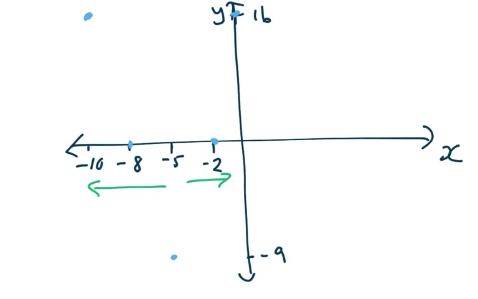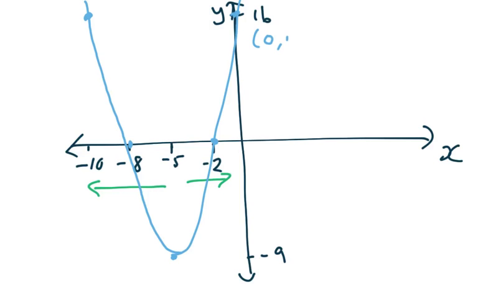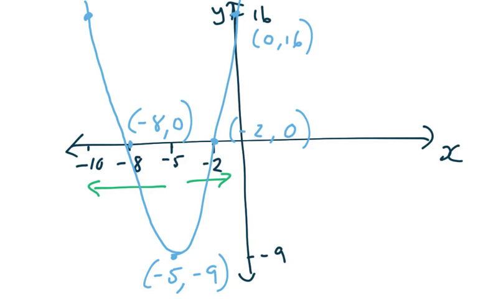Okay, then you draw a line through your curve. Again, guys, remember mine's not going to be as good as what yours could be. So then we label all our points: 0, 16 here, -5, -9 as our turning point, -2, 0 as one root, and -8, 0 as the other.